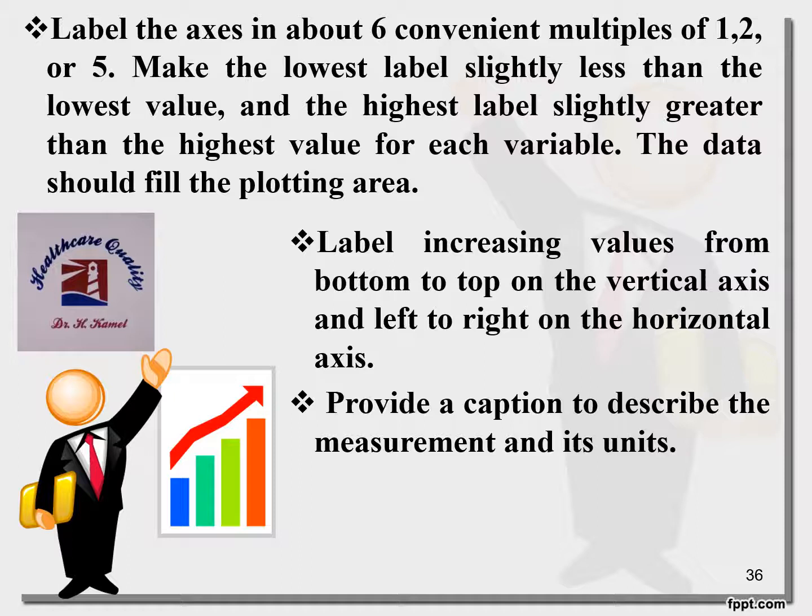Label the axis in about 6 conventional multiples of 1, 2, or 5. Make the lowest label slightly less than the lowest value, and the highest label slightly greater than the highest value for each variable. The data should fill the plotting area. Label increasing values from bottom to top on the vertical axis and left to right on the horizontal axis. Provide a caption to describe the measurement and its units.